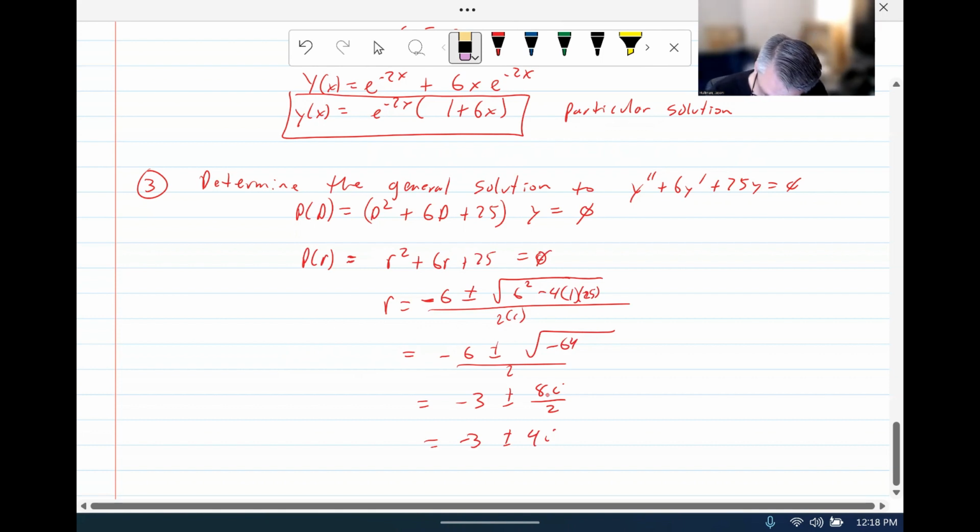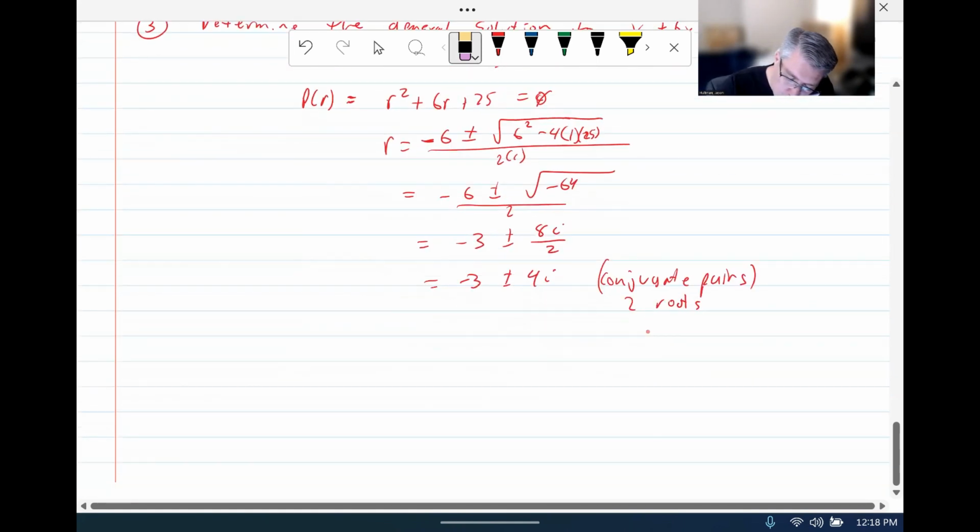Okay, and so I get conjugate pairs. Okay, 2 roots. Okay, I get negative 3 plus 4i and negative 3 minus 4i. So I say r1 is negative 3 plus 4i and r2 is negative 3 minus 4i.